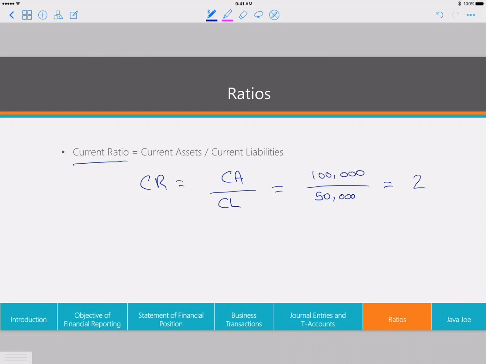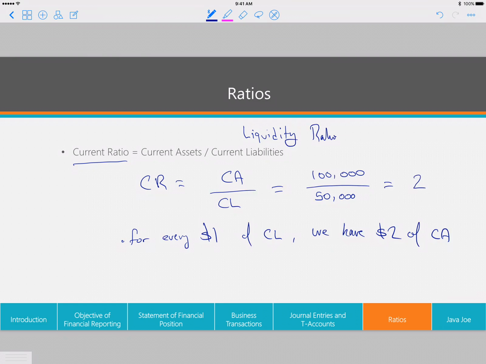So if we had $100,000 of current assets and $50,000 of current liabilities, we would have a current ratio of 2. And this means for every $1 of current liabilities, we have $2 of current assets, meaning that presumably the company is in a position to pay off their short-term debts. So this is what we call a liquidity ratio, because it measures the short-term ability of the company to pay off debts.